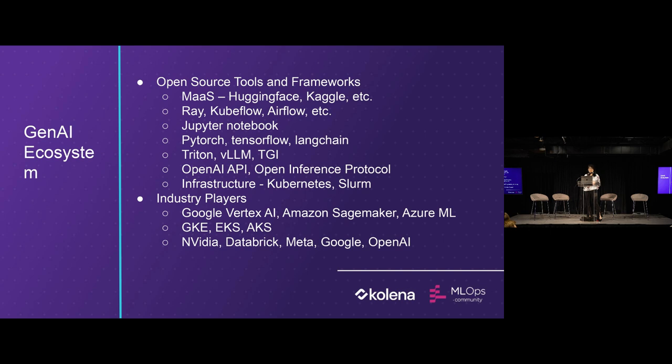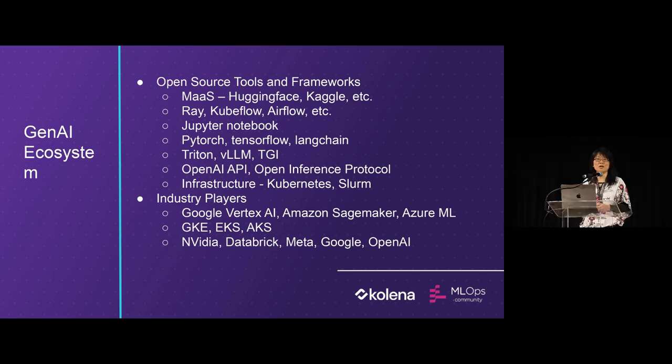Then from an infrastructure perspective, as you can see, Kubernetes has been a widely adopted application orchestrator. The second one I want to call out is Slurm. It used to be widely adopted by the HPC, high performance computing folks. Now Slurm is also adopted for large machine learning training.